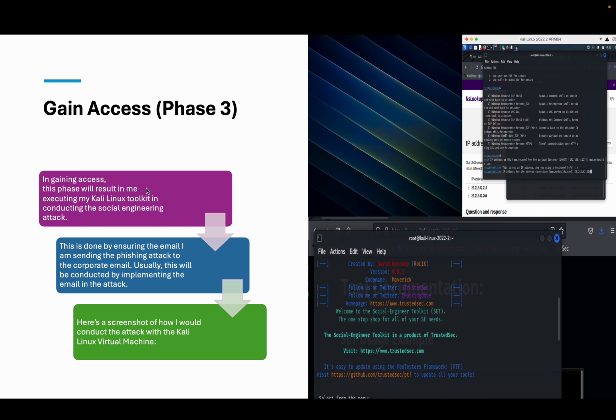In order to gain access to the system, what would happen is that the IP address would be found, and then you'll be able to conduct what the attack may be. And then from there, send out the actual phishing attack to the corporate email. So this is an example of how fast and how easy it is to get all this up and working, and conduct the attack at the same time. So that's how an attacker would gain access in phase 3.